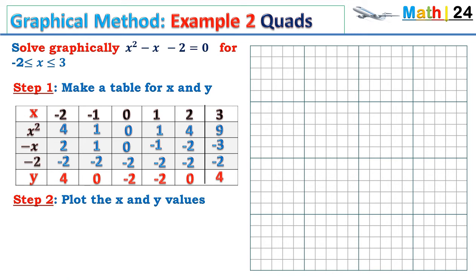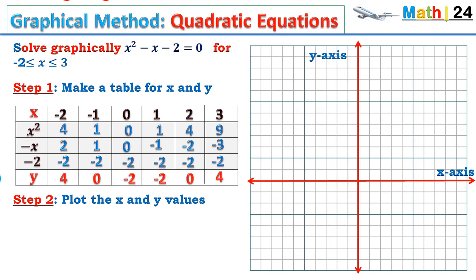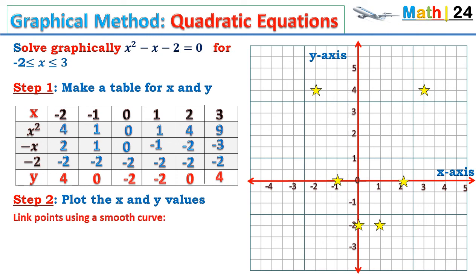The second step will be to plot the values of x and y on the coordinate axis. After choosing a suitable scale from minus 2 to 3 for x and 0 to 4, having a larger space for the y, when x is minus 2, y is equal to 4. When x is equal to minus 1, we have 0 for y. When x is 0, y is equal to minus 2. When x is equal to 1, y is equal to minus 2. And for the last point, we have the points 3 and 4. We now use a smooth curve to link all of these points, and we have this curve as shown here.